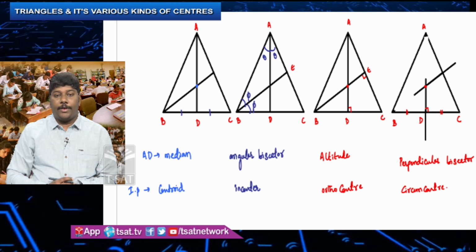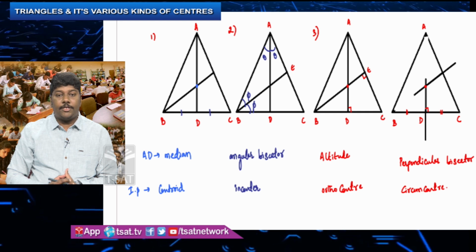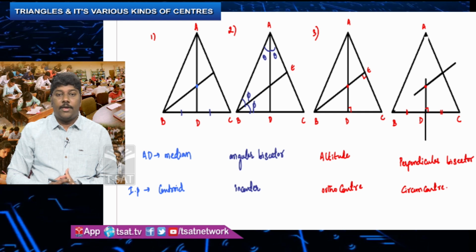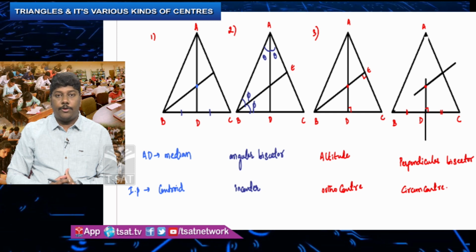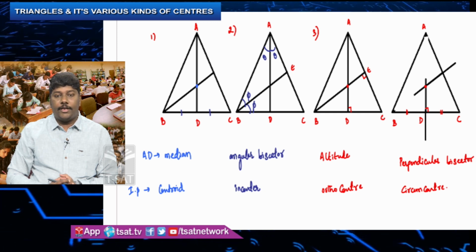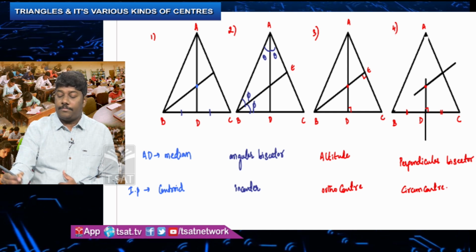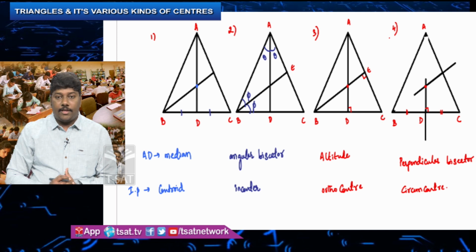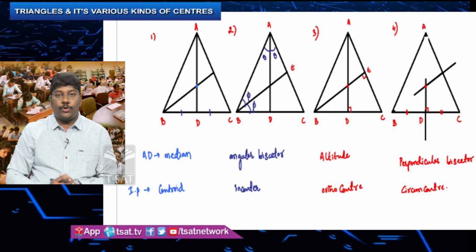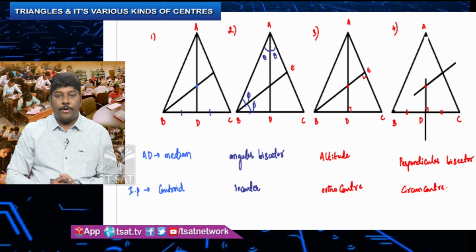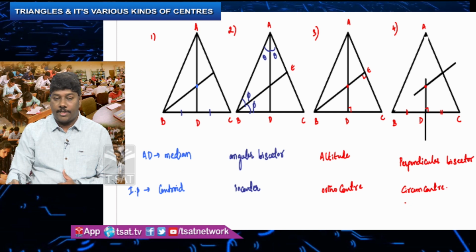And look at the third figure. The third one is perpendicular. AD is perpendicular to the base BC. So, intersection point of these altitudes is called orthocenter. Now, in the fourth figure, here this line is perpendicular to the base BC and it is dividing the BC into 2 equal parts. We call it as a perpendicular bisector. Intersection point of perpendicular bisectors is circumcenter.